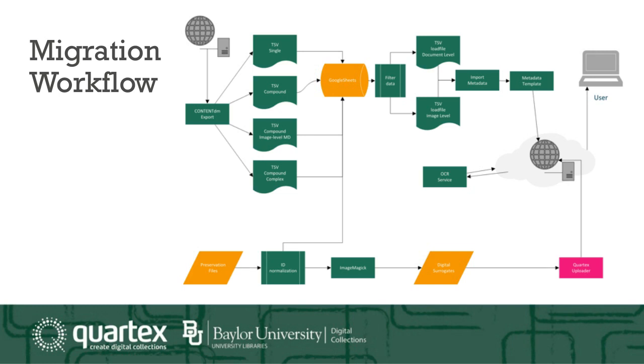So there were single objects, there were compound objects, there were compound objects with metadata at the top level of the record, and page or image level of the record, and possibly with transcripts. There's also compound objects with image level metadata, for example, like with our gospel collection. And I think we mentioned that a little bit later.